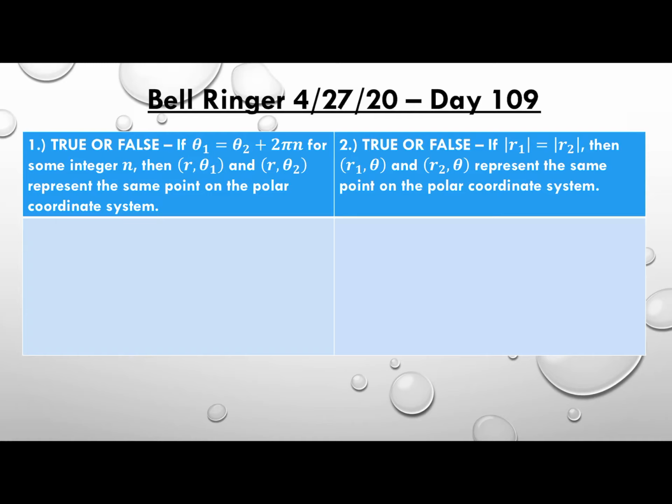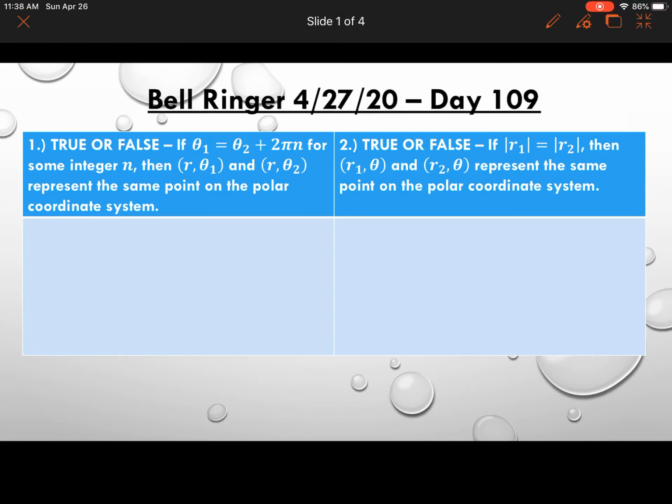All right. Well, let's see. So we're given 2 points here, and the r values are the same. So they're both the same distance away from the center. Definitely need that. And then we're told that theta sub 1 is going to be equal to theta sub 2 plus some multiple of 2 pi. So some integer multiple of 2 pi.